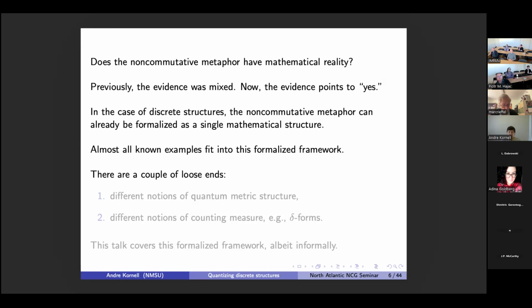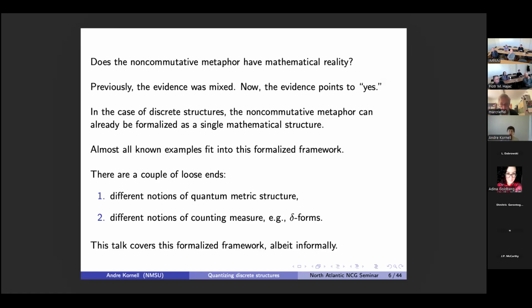Before I get into the framework, I want to admit that there are a couple of loose ends. First, there are all of these different notions of quantum metric structure. There, as I mentioned before, the story hasn't quite settled completely. But also there are different notions of counting measure, for example, delta forms. And it's not yet clear exactly how they should fit into the picture. So should they be interpreted as a measure equipping your quantum set, or should they be interpreted as, well, a different kind of quantum set structure that hasn't been fully covered yet?